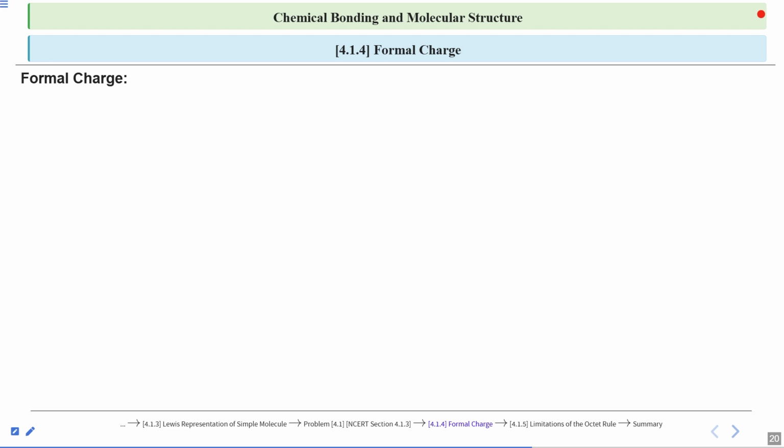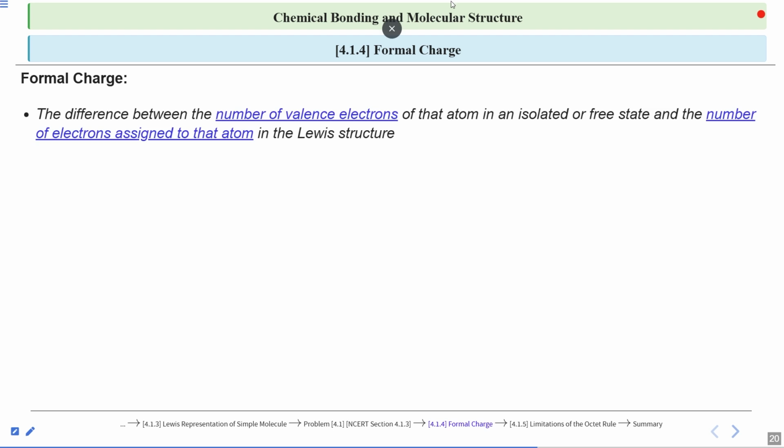Now we will move to a very important concept known as the formal charge. What is formal charge? Okay, so formal charge is simply the difference between the number of valence electrons of that atom in an isolated or free state, and the number of electrons assigned to that atom in the Lewis structure.